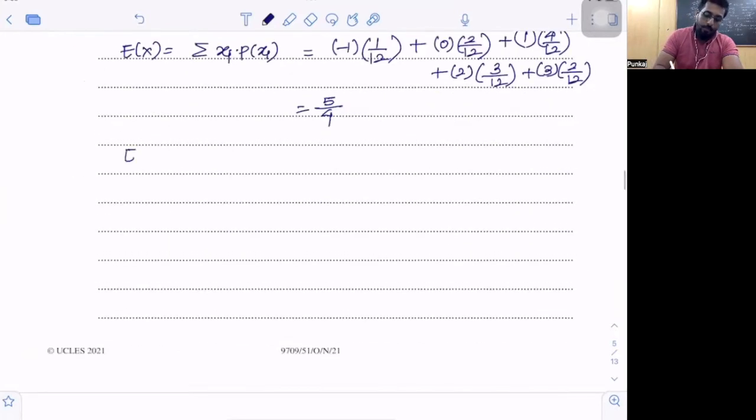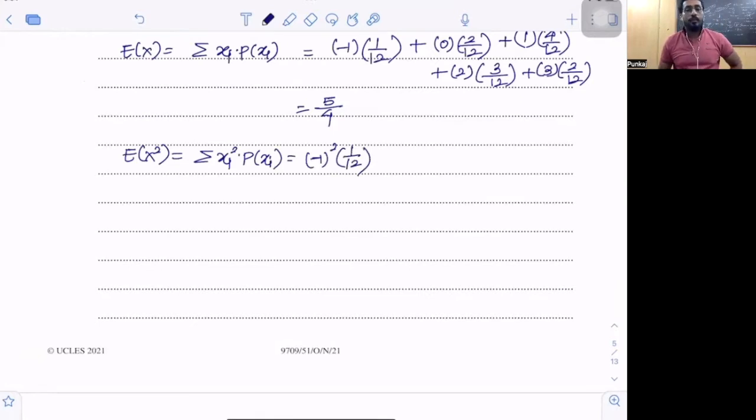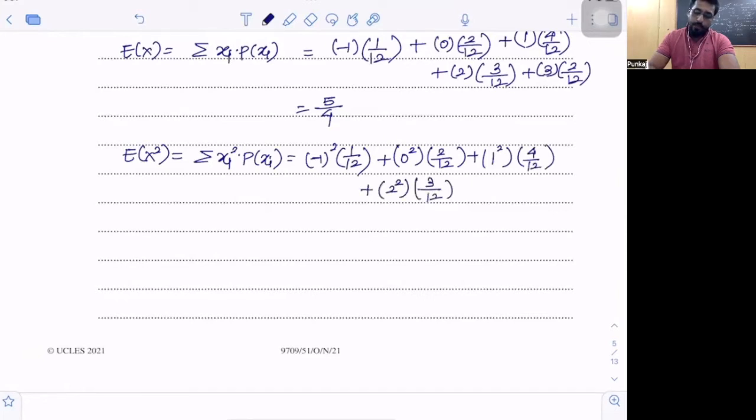Let's quickly get the value of E of x square also. So that's going to be summation of xi square into the probabilities of xi. So that's going to be minus 1 square multiplied with 1 upon 12, right? Xi square is like squares of the values of the random variable. So minus 1 square into the probability 1 upon 12 plus 0 square into 2 upon 12 plus 1 square multiplied with 4 upon 12 plus 2 square multiplied with 3 upon 12 plus 3 square multiplied with 2 upon 12. So let's quickly get this answer as well.